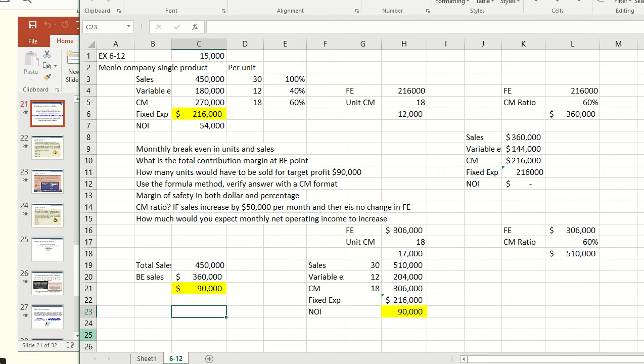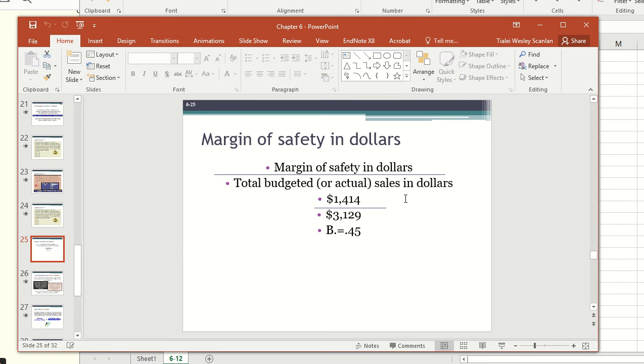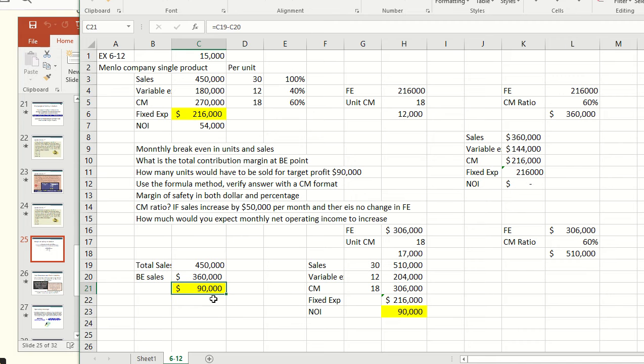If I wanted a percentage, refer back to the PowerPoint on that: margin of safety in dollars divided by the budgeted or actual sales in dollars. So I found that 90,000, I would take that 90,000 margin of safety in dollars divided by total sales, which would be the 450,000. And so my percentage of margin of safety, make that a percentage, is 20% margin of safety. And so that 20% can give investors a little bit of comfort that they have a margin of safety, that this company is profitable and they have a little bit of leeway. But not as high as our previous one, which was about 45%.